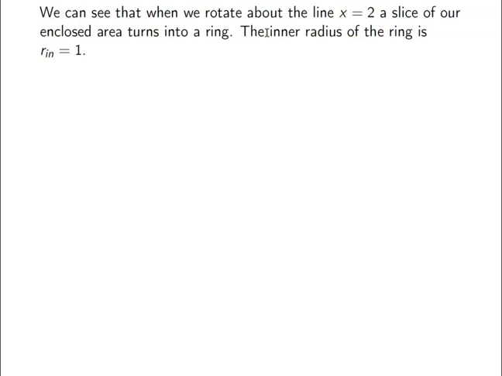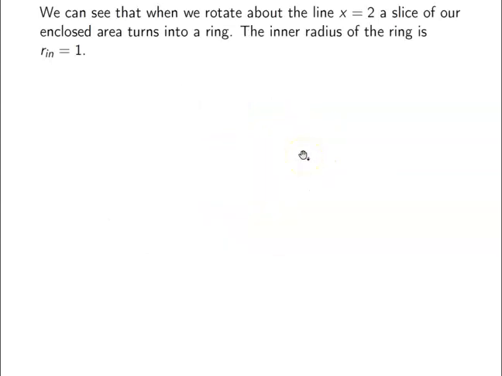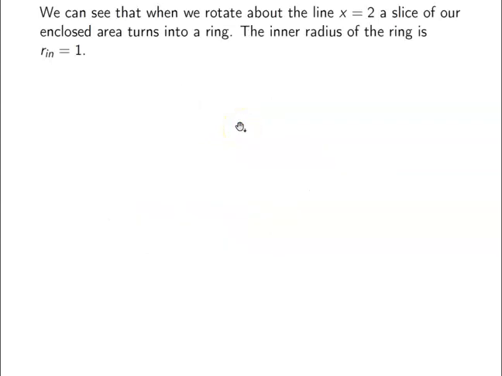Okay. So we can see that when we rotate about the line x equals 2, a slice is going to be a ring, okay? The inner radius of the ring is 1. So if we come back to our picture, the distance between the line of symmetry and the edge is 1, right? So it's a radius of 1 here, radius of 1 here, the radius is 1 for any ring that I make. The inner radius is 1. The outer ring is defined by a function. It changes along the line y equals x cubed.